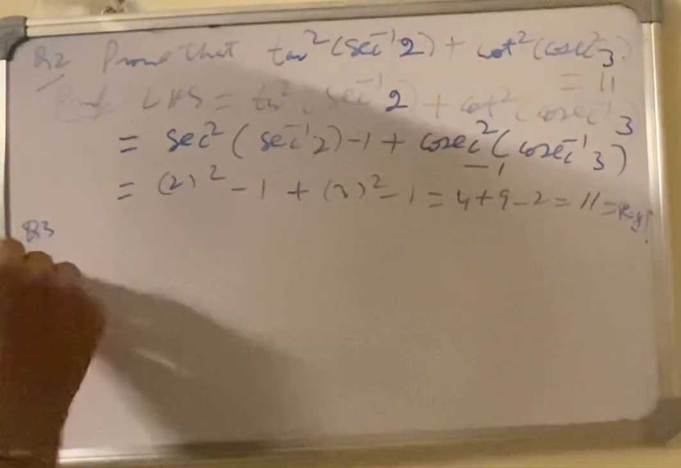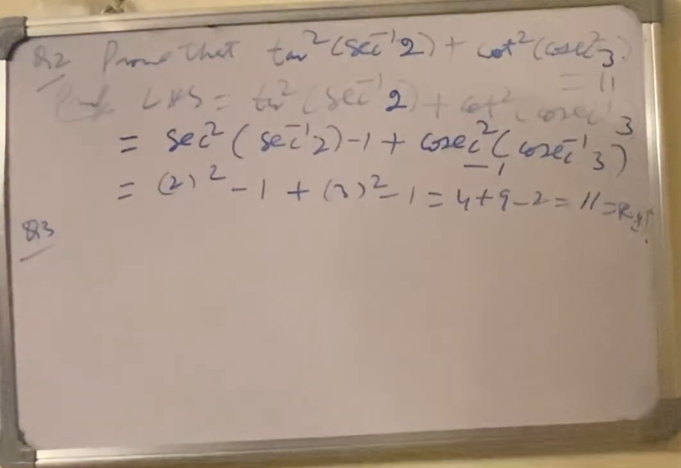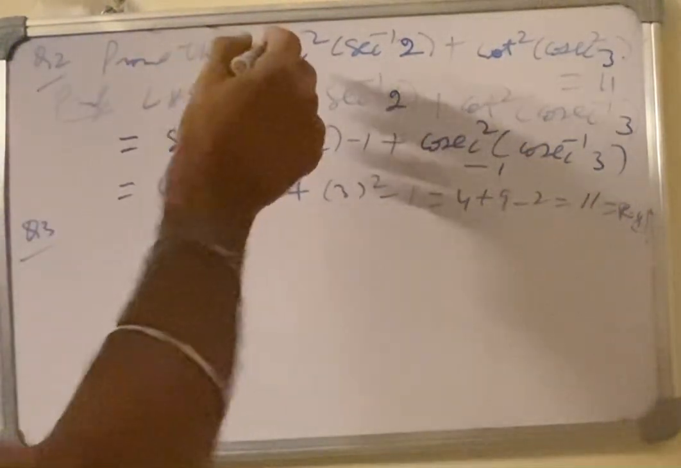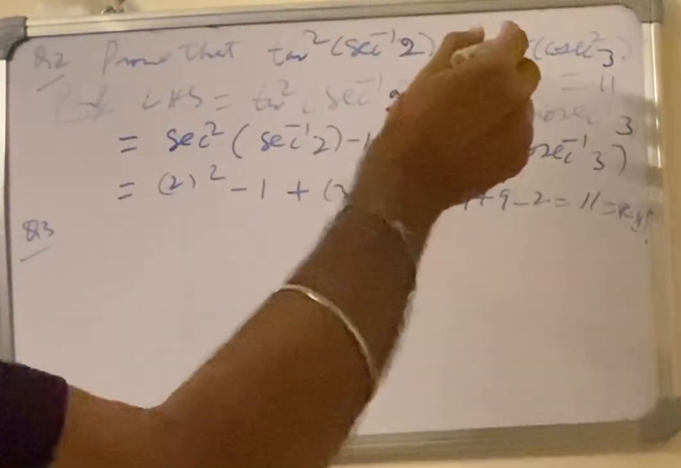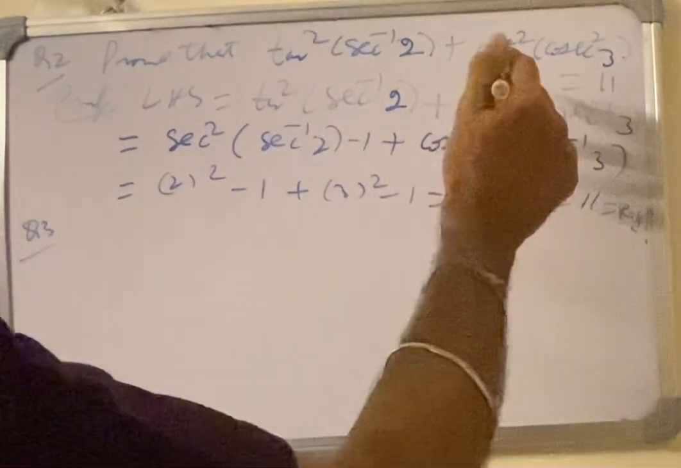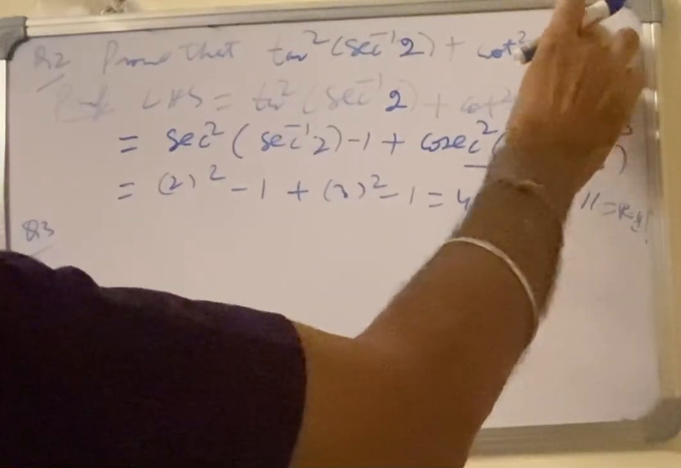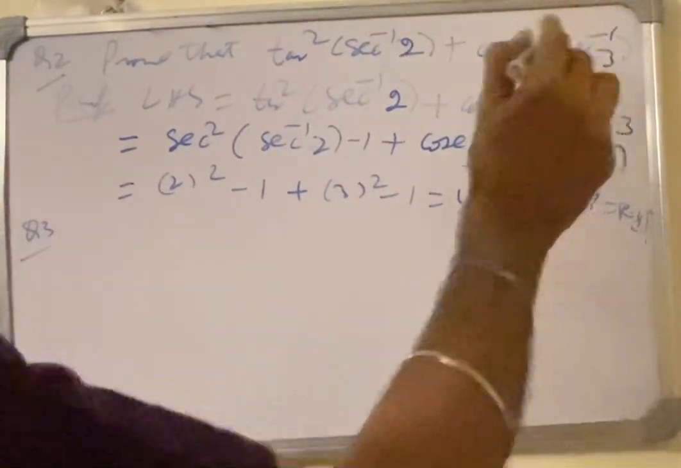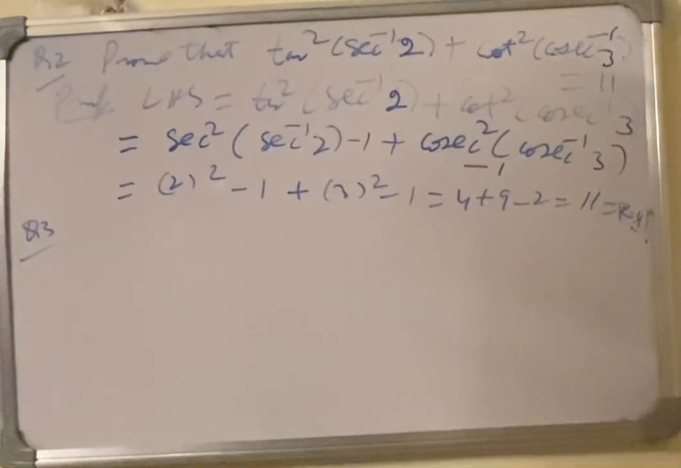So in place of x there is 2. The statement is tan square secant inverse 2 plus cot square cosecant inverse 3.